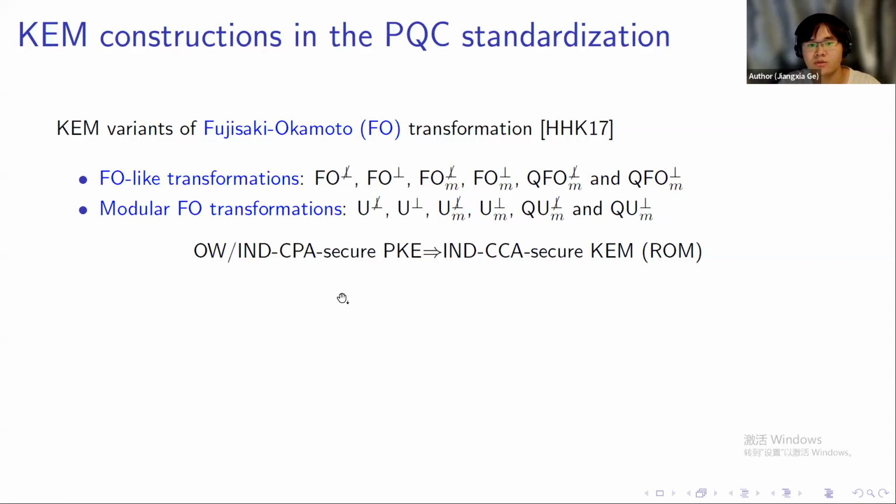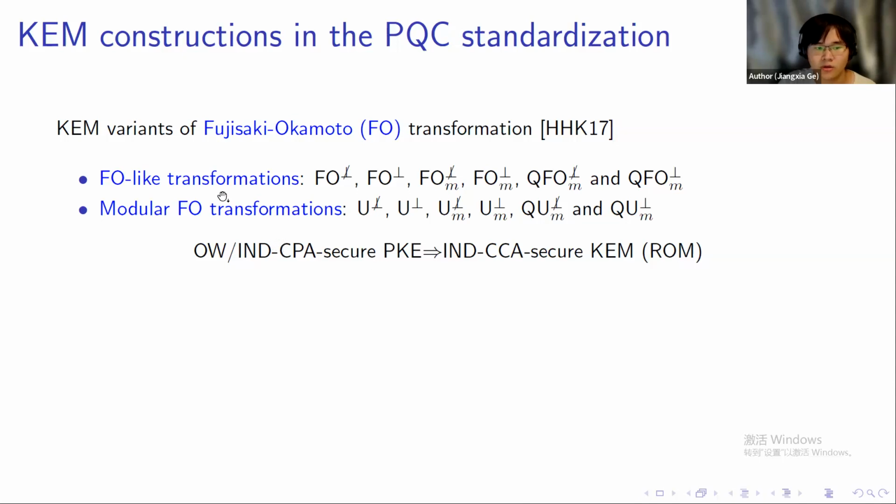In the KEM submissions to NIST PQC standardization, the KEM variants of the Fujisaki-Okamoto transformation are frequently used. It consists of two parts, the FO-like transformations and the modular FO transformations. These transformations are designed by Hofheinz et al. and are used to transform a one-way CPA secure or IND-CPA secure PKE scheme into an IND-CCA secure KEM scheme in the random oracle model.